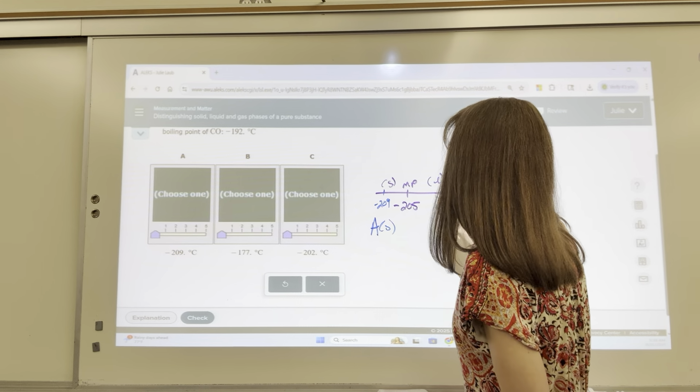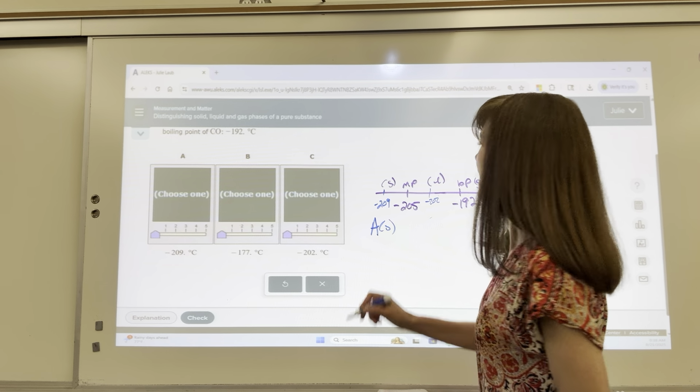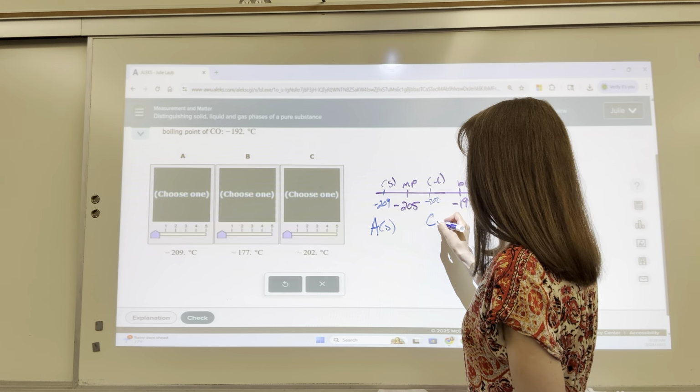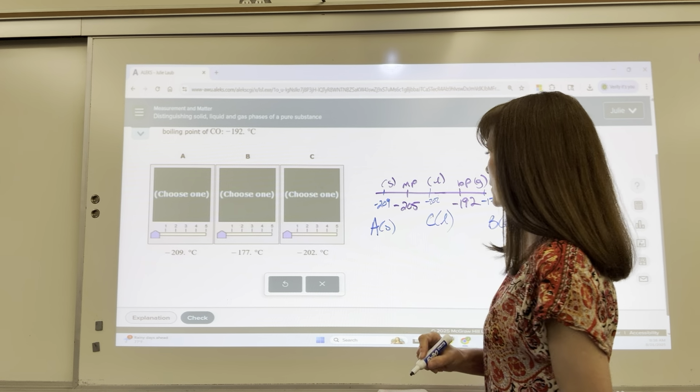And then we have the negative 202. There we go. That's in between our melting point and our boiling point. Okay, so we've got C is going to be the liquid.